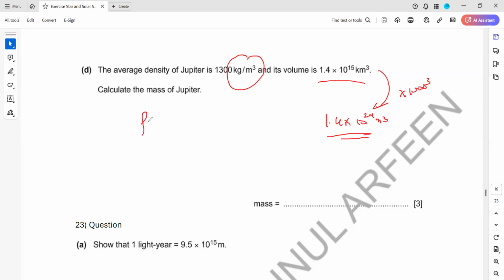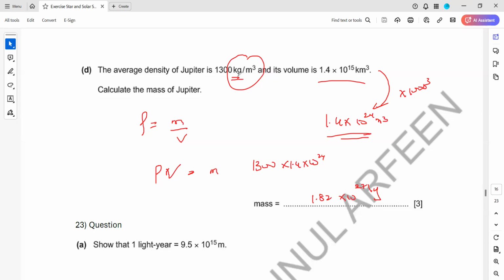Now to get the mass, density is mass over volume. So if we need the mass, density times volume will be the mass. Density is 1300, so the mass is 1.82 × 10^27. Yeah, it will be a very large number: 1.82 × 10^27 kilograms, because the mass is in kg.